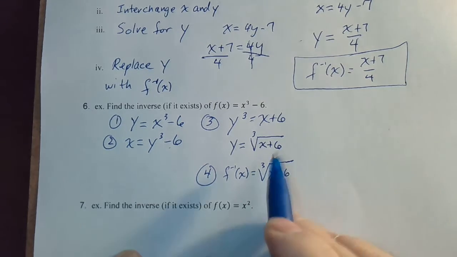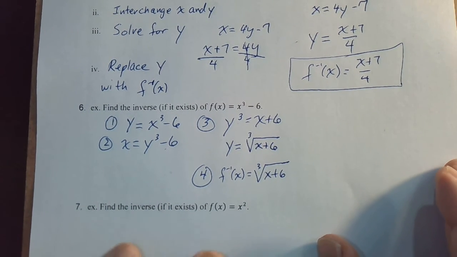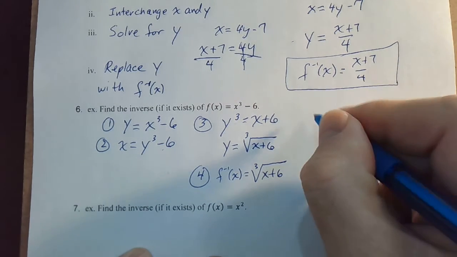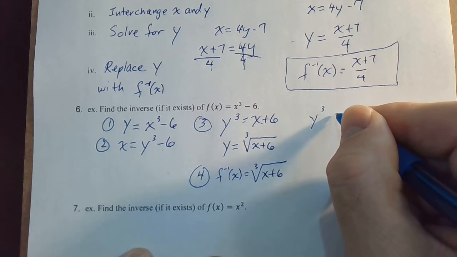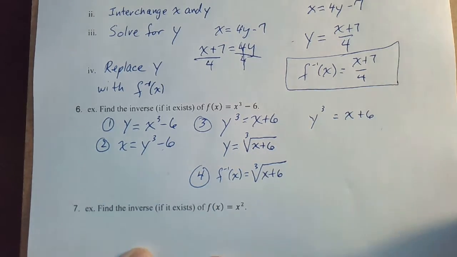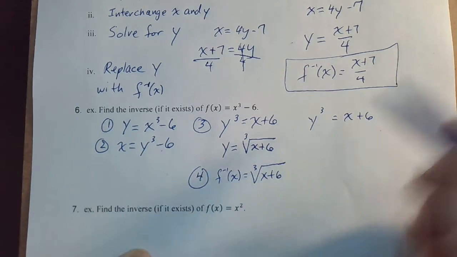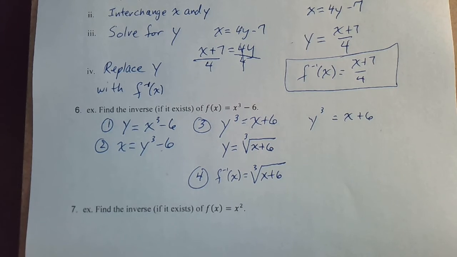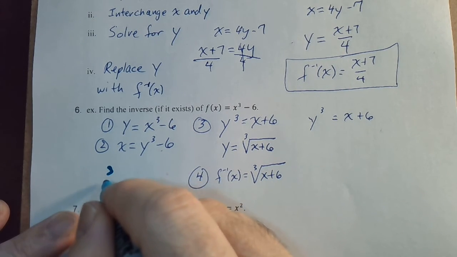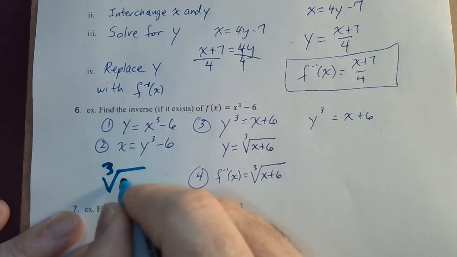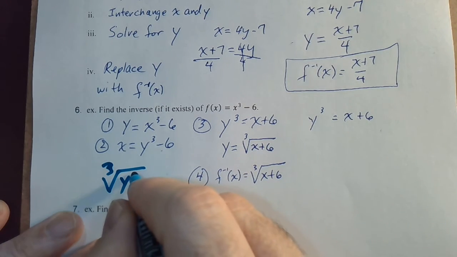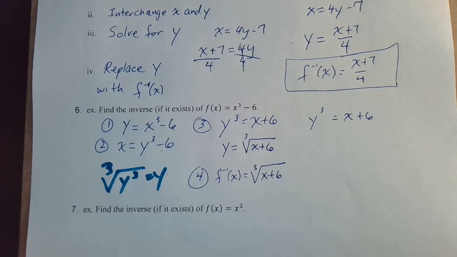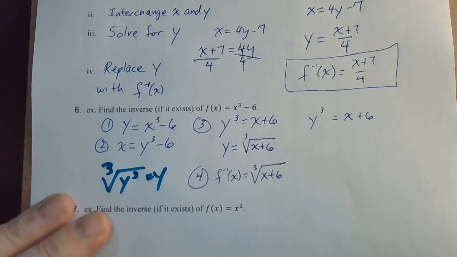Now, I'm not sure if I need to review what we just did. If you prefer exponents over these radicals, I could have gone from y cubed equals x plus 6. Well, taking the cube root of both sides gave me, let me make a note down here, the cube root of y cubed is equal to y. They kind of cancel each other out in that case.